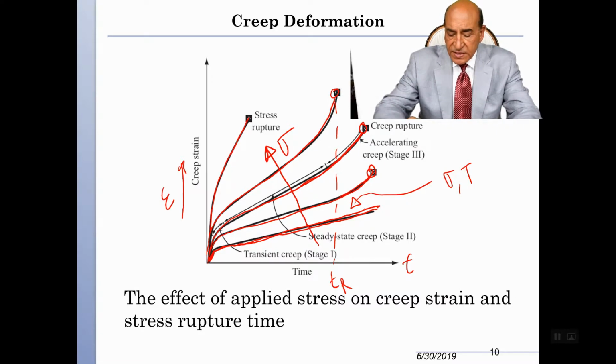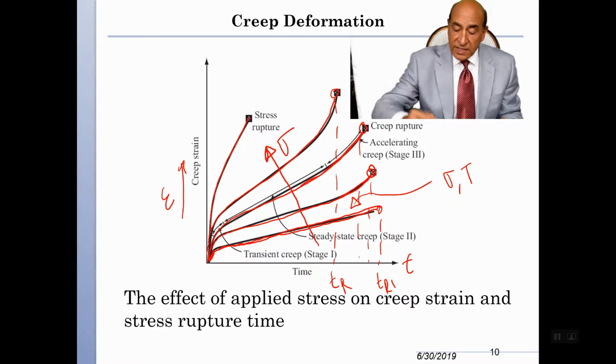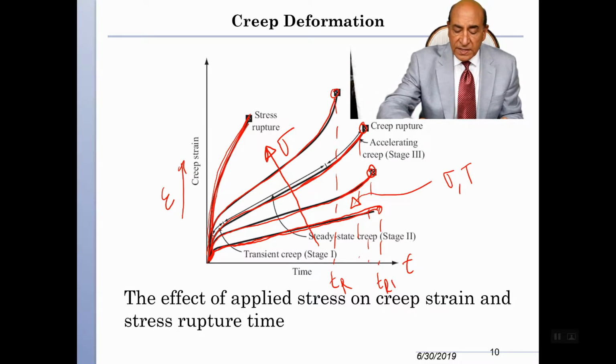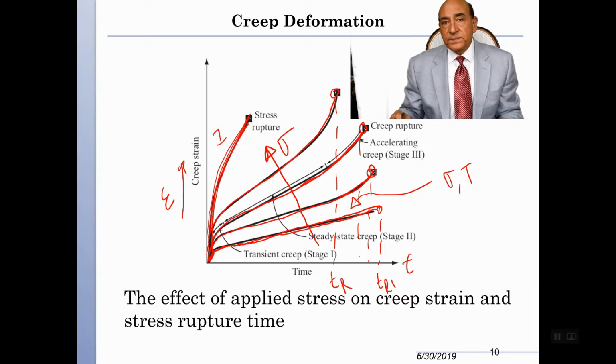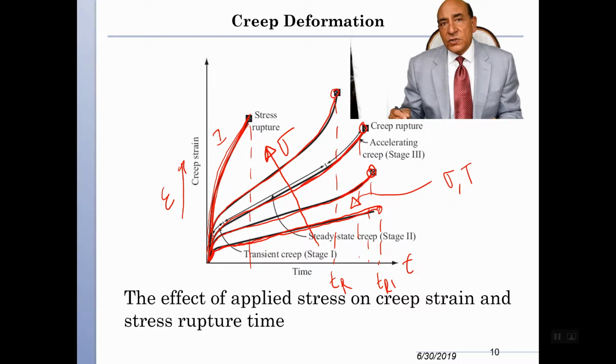So you notice as the stress increases, the T sub r decreases. Here's T sub r1, and here's T sub r2, and T sub r3, and so on. So as the stress increases, T sub r will decrease. And in fact, it can decrease so significantly that when the stress is very, very high, we get into a situation where stage 2 is totally eliminated, and most of the deformation is in stage 1. And if rupture occurs in this case, then the rupture is called stress rupture rather than creep rupture.